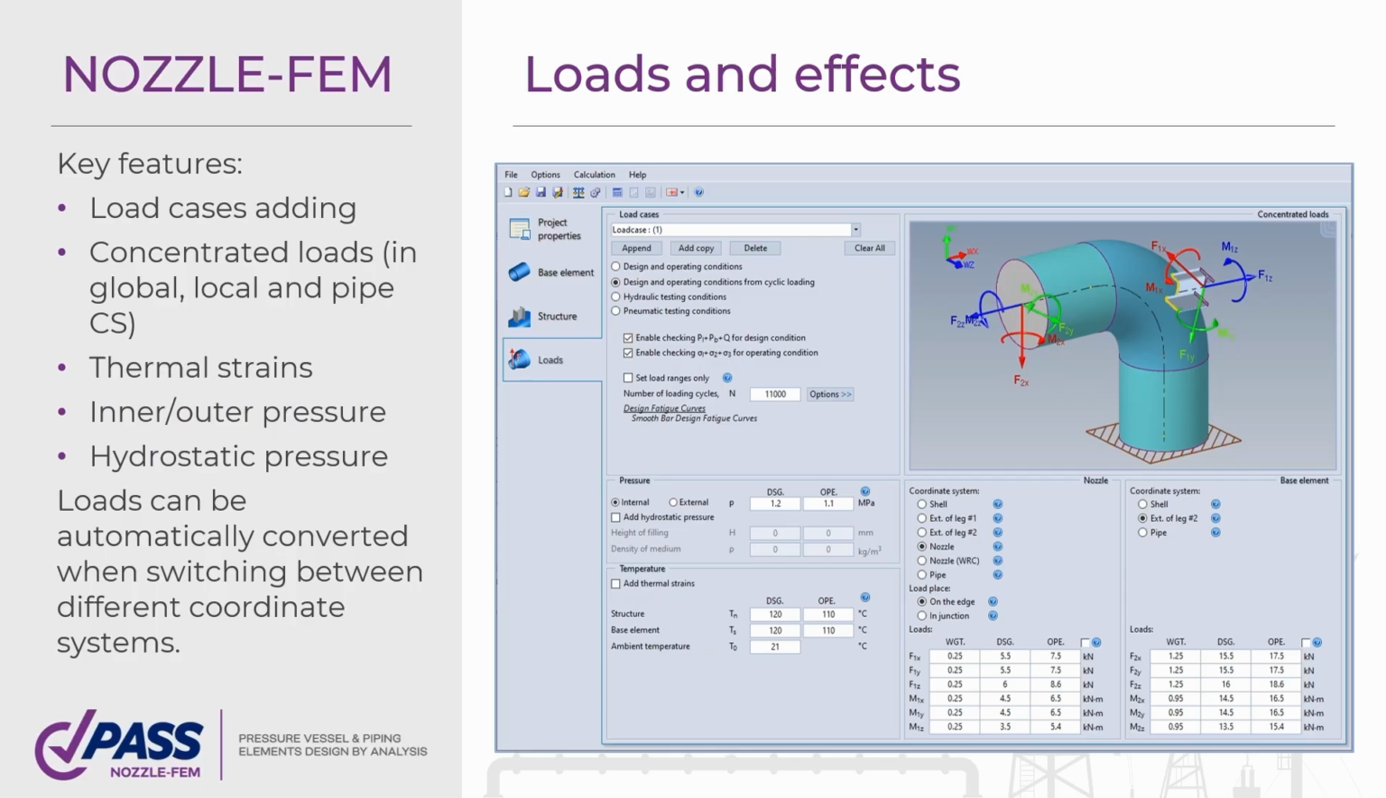Loads. The program allows you to calculate several loading cases on one model. For example, in operating conditions, under test condition, cyclic strength, fatigue, and so on. Loads can be applied in different coordinate systems, both at the edge of the nozzle and at the intersection point. Loads are automatically converted when switching between different coordinate systems. If necessary, hydrostatic pressure and thermal strains can be taken into account.